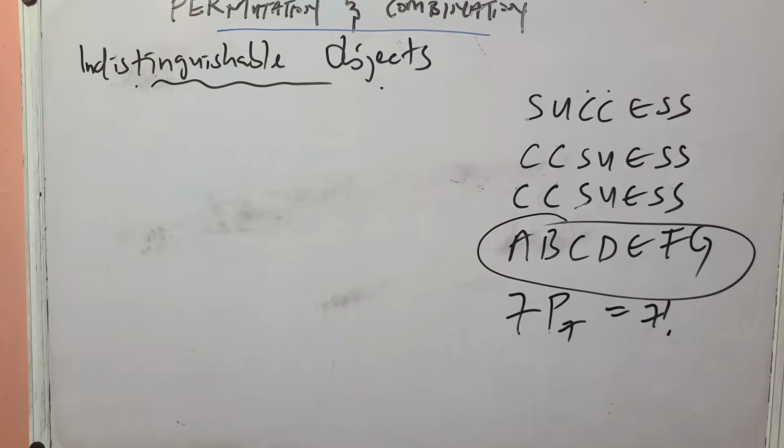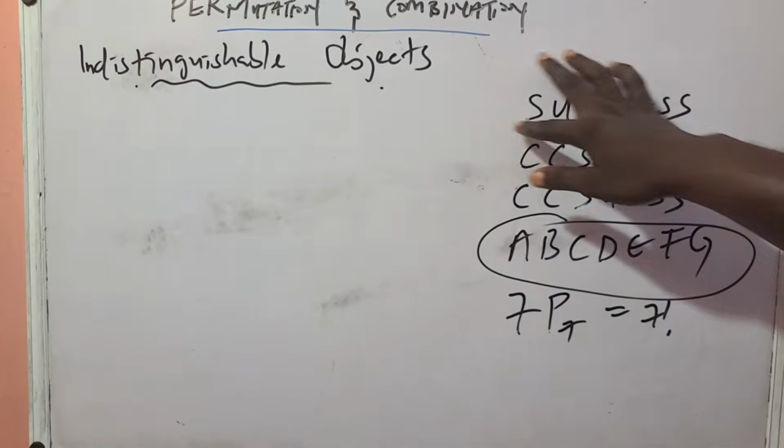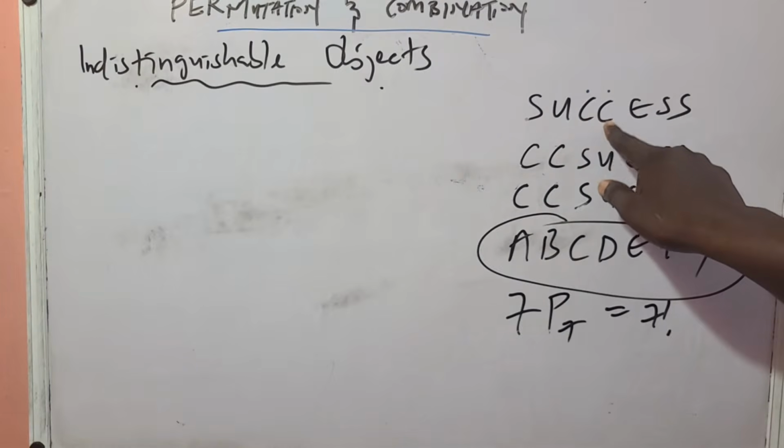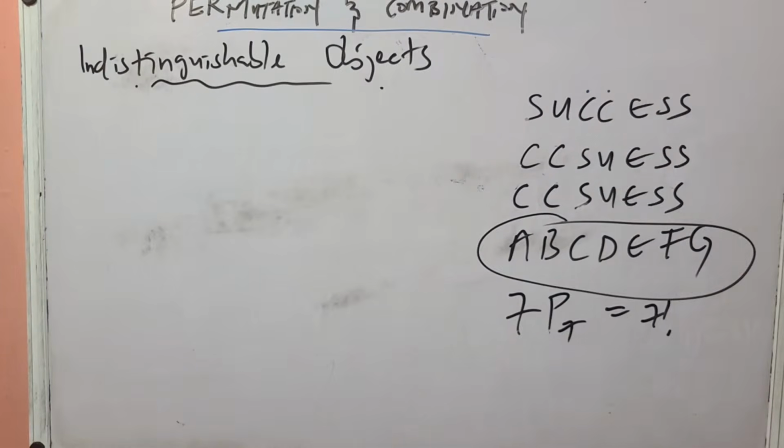This would have been the answer, right? But in a case where we have indistinguishable objects, we cannot write this as 7 factorial. That would be wrong. We have to remember that there are objects that are indistinguishable. So how do we handle that?